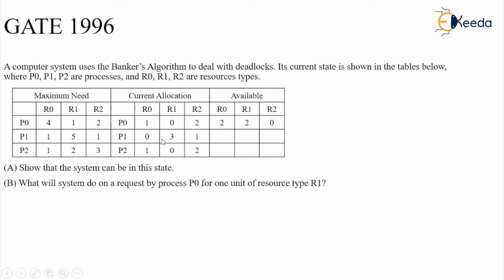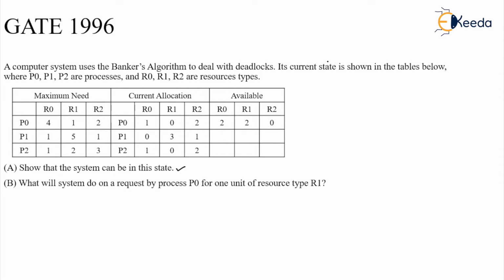Its current state is shown in the table below, where P0, P1 and P2 are processes and R0, R1, R2 are resource types. The maximum need is given as 412, 151, and the need matrix is given, no need to calculate. Allocation is 102, 031 and 102. Show that the system can be in this state.